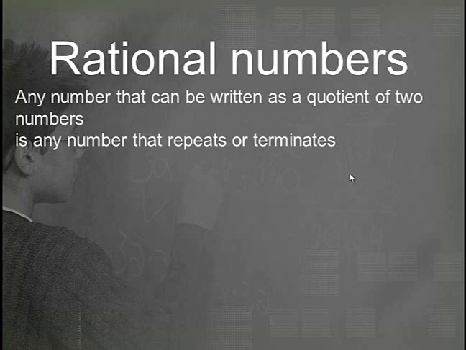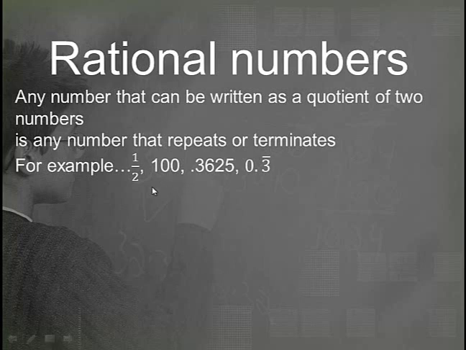For example, 1.5 or 1 5/10 would be terminating, and repeating would be 2/3, which is 0.6 repeating, and that would be a repeating number. These are examples of what a rational number is. Please hit pause and copy those down.